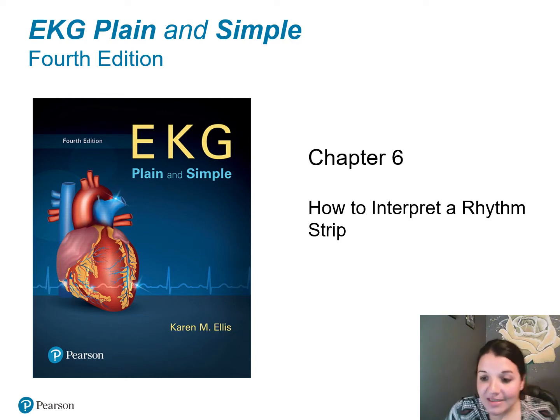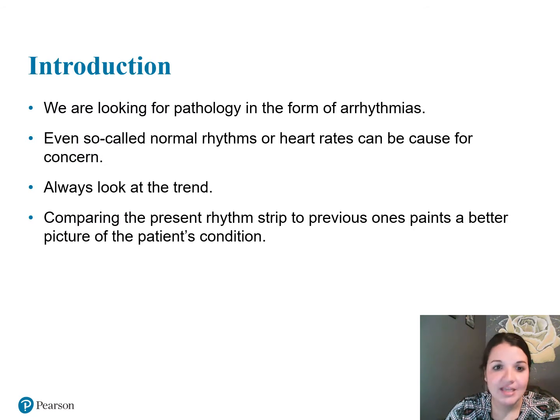This can really be something fun to do while you're learning. So you start to see a response, and it's fun. So, chapter 6, we put it all together, all the basics from chapters 1 through 5, and we are going to use these to determine how to interpret a rhythm. And we are looking for pathology in the form of arrhythmias.